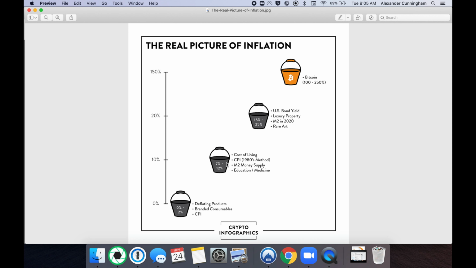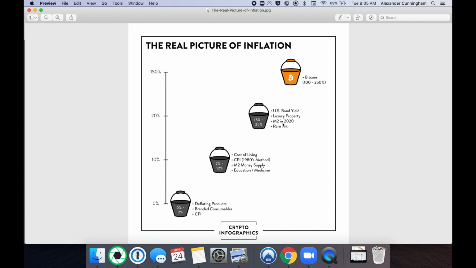And then another relevant one, before we leave this second bucket, is the cost of living. I think that's what matters most to your average person. How much does it cost to live? And when you look at popular cities in the United States, the typical increase of cost of living ranges between 7 to 12% per year. All right, moving on. What experiences 15 to 25% inflation?